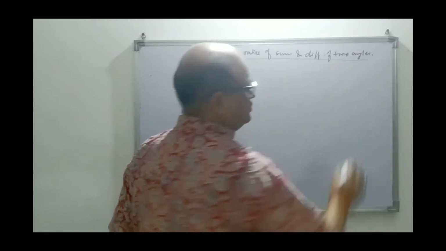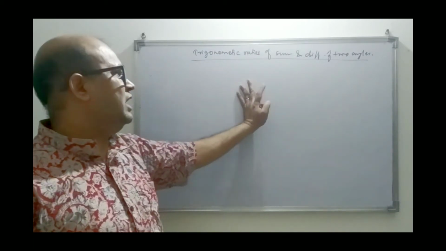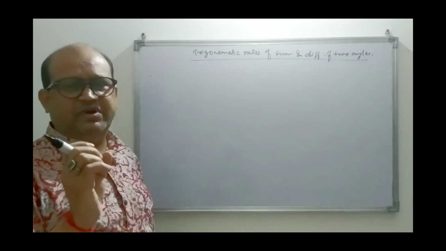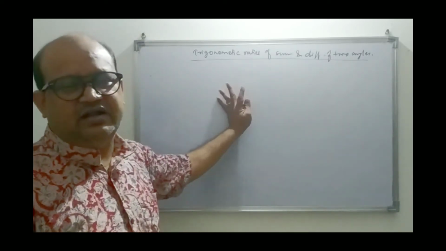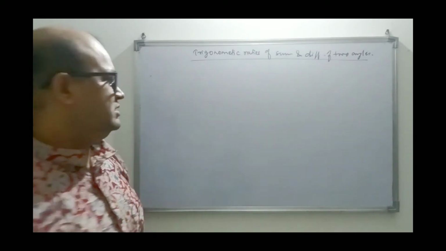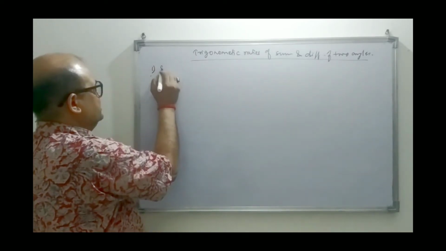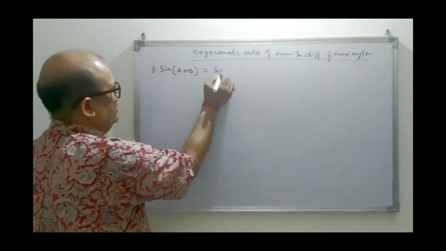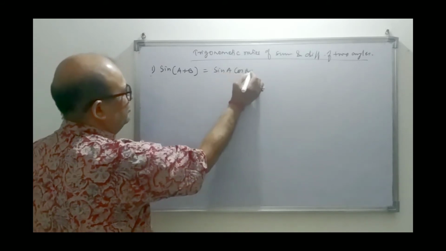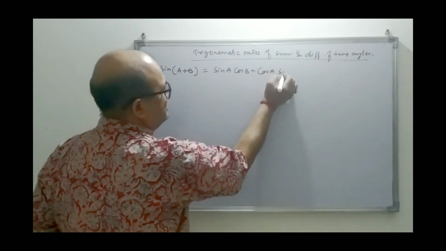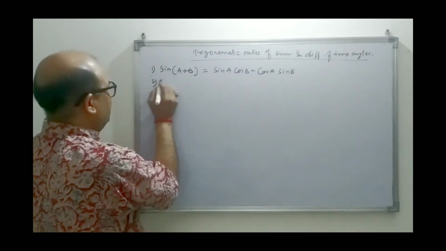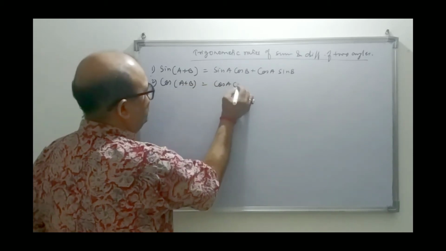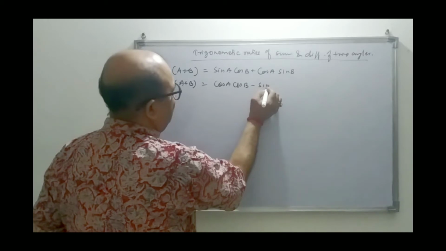So we'll start with two angles only. The sum and difference of two angles and the identities of those trigonometrical ratios. Let us start with the first. If you can remember only two identities, you can deduce the other identities. One is sin(A+B) = sin A cos B + cos A sin B. And number two is cos(A+B) = cos A cos B minus sin A sin B.